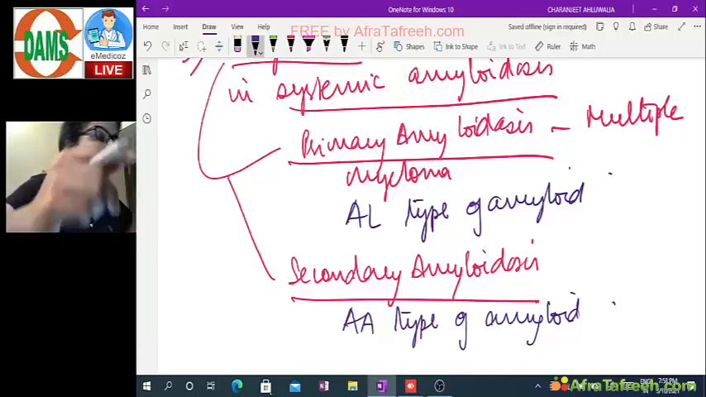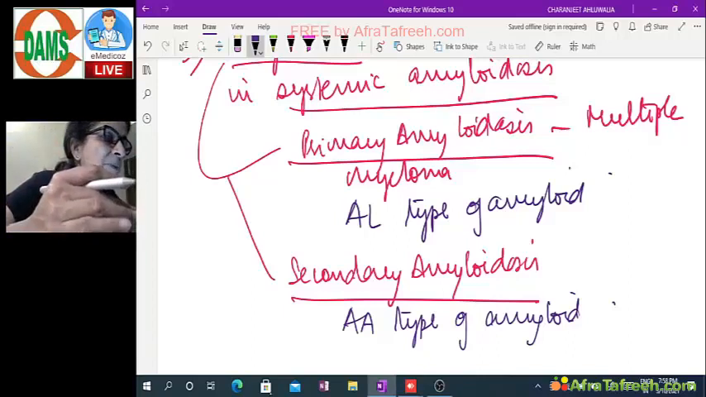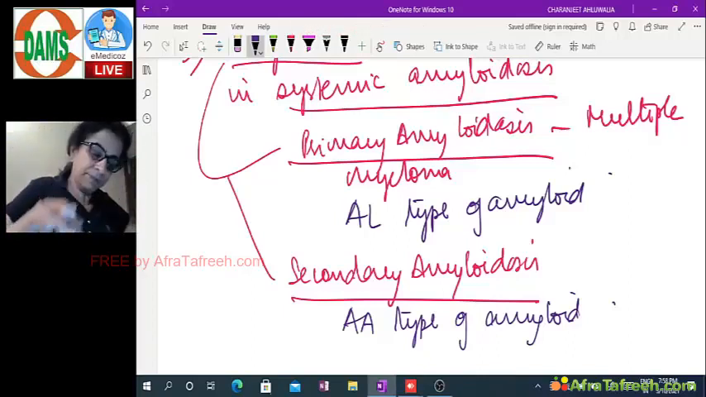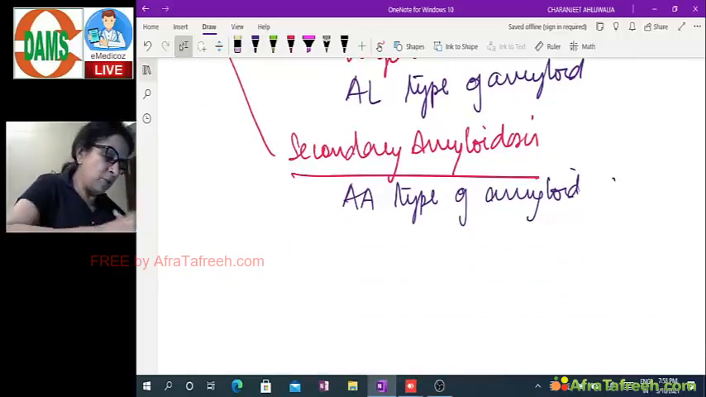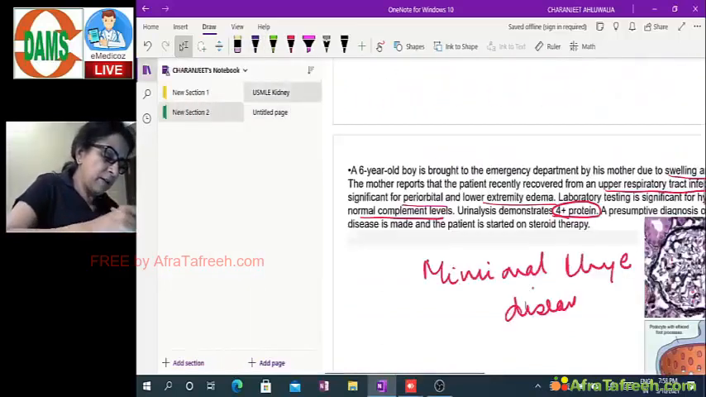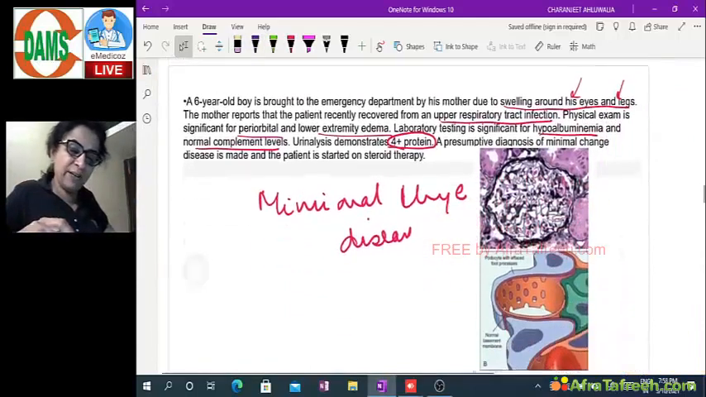Now I hope all of you have understood glomerulonephritis, the causes of nephrotic syndrome and nephritic syndrome. Now let us come to a few questions here.